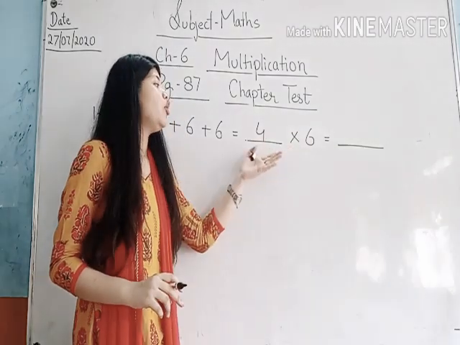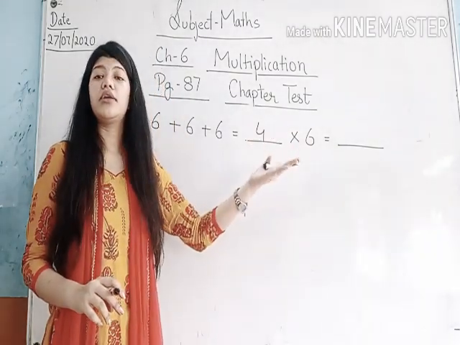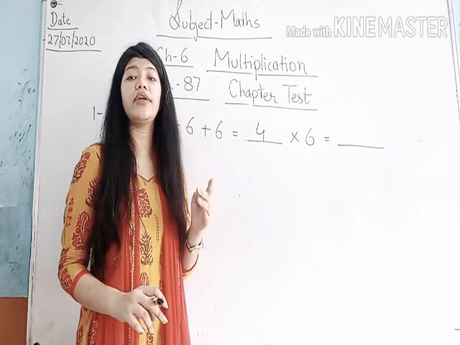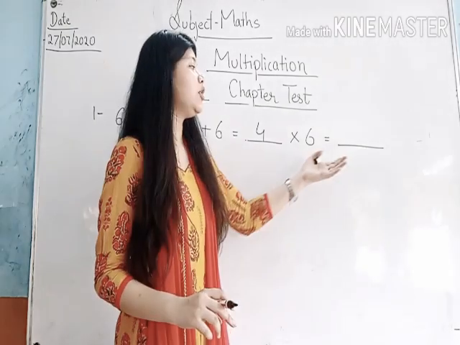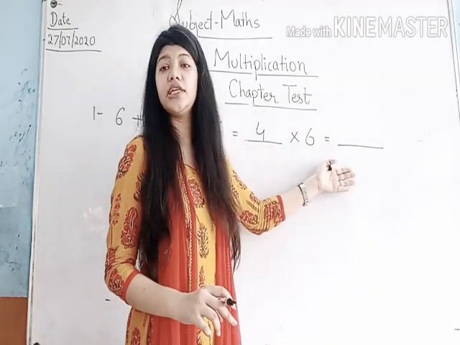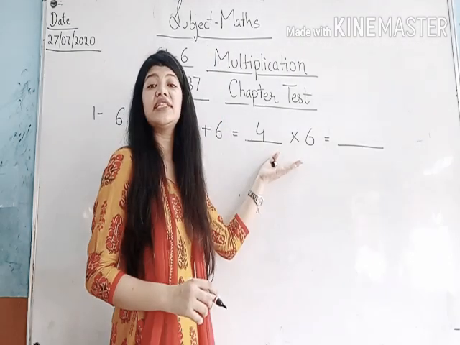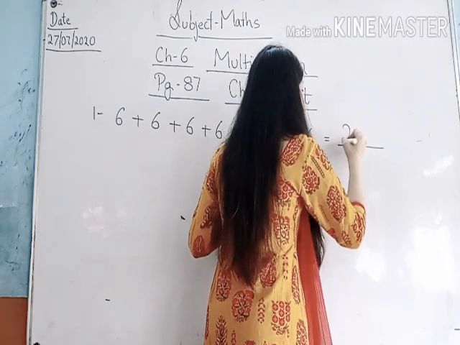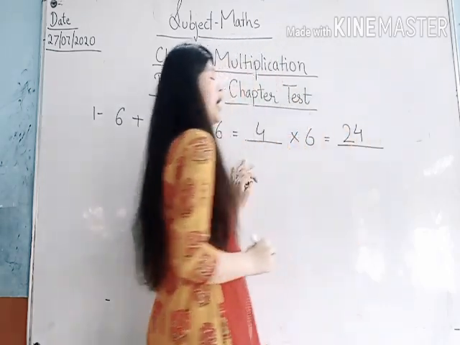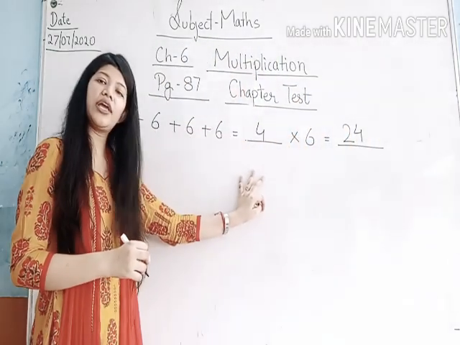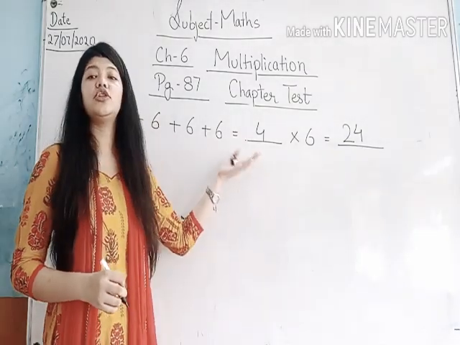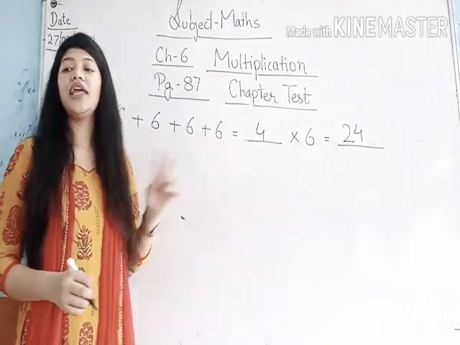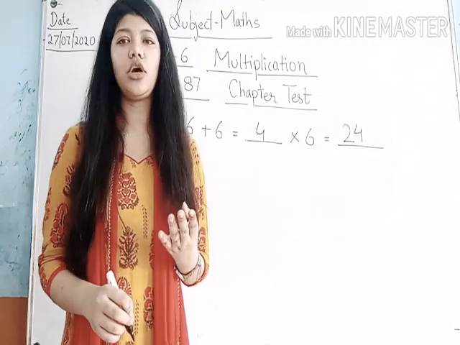Now 4 sixes are, tell me. If you have learned the table, then only you will be able to answer this question. Yes, 4 sixes are 24. So we will write 24 as the answer. I hope this is clear to you all. And now the next two you will practice yourself.